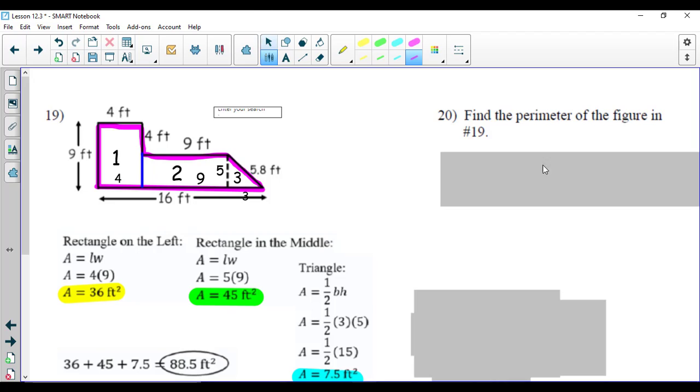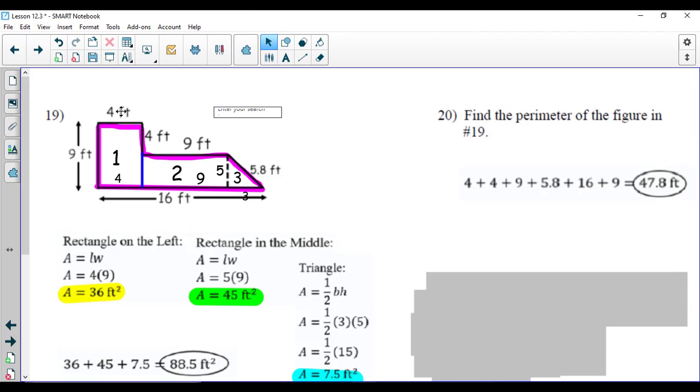So we'll go ahead and add all those up. I did 4 plus 4 plus 9 plus 5.8 plus 16 plus 9 to get a total perimeter of 47.8 feet.